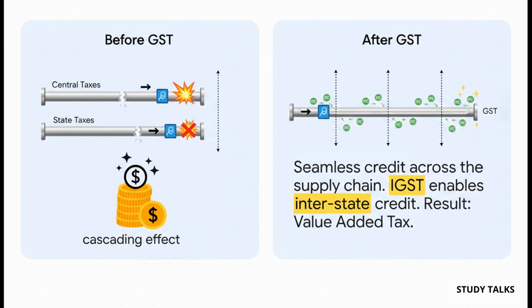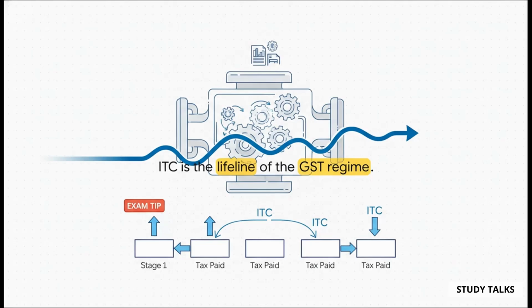What this did was create a cascading effect, where tax was being charged on a price that already included tax. This just made everything more expensive and hurt businesses. GST completely changed the game by creating one seamless, unified credit system. And this is the solution.